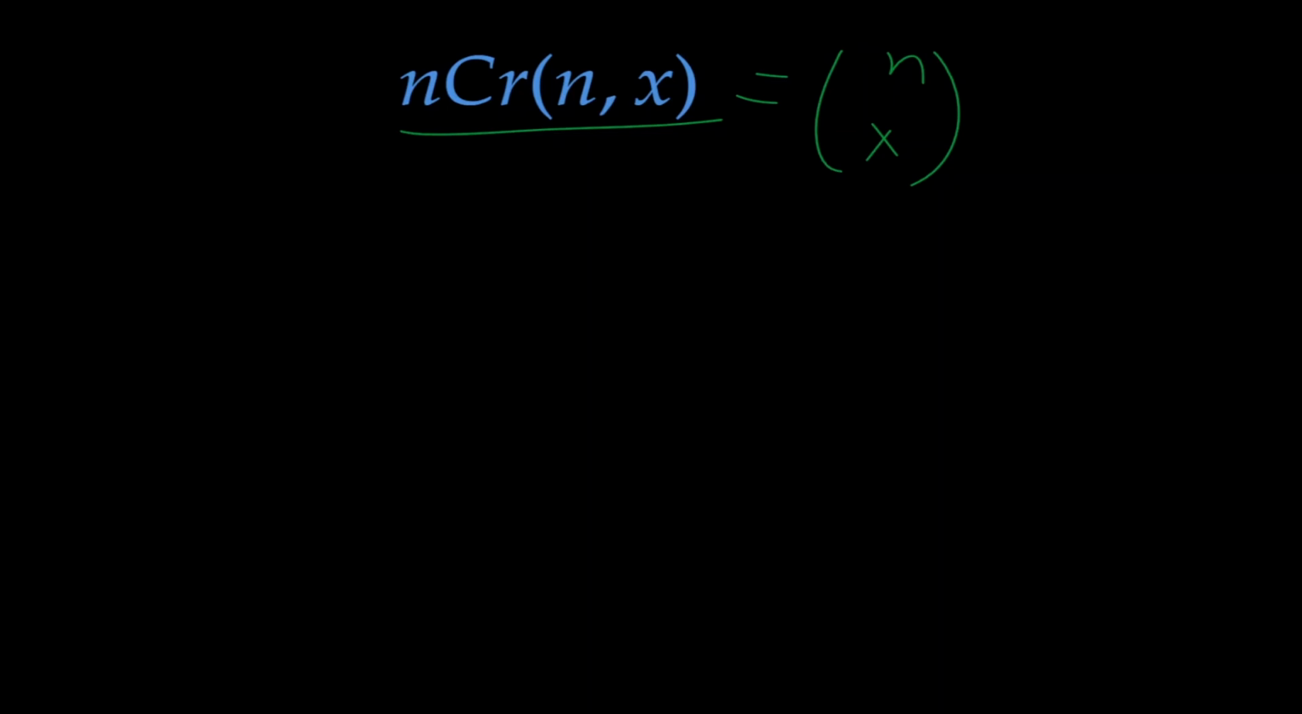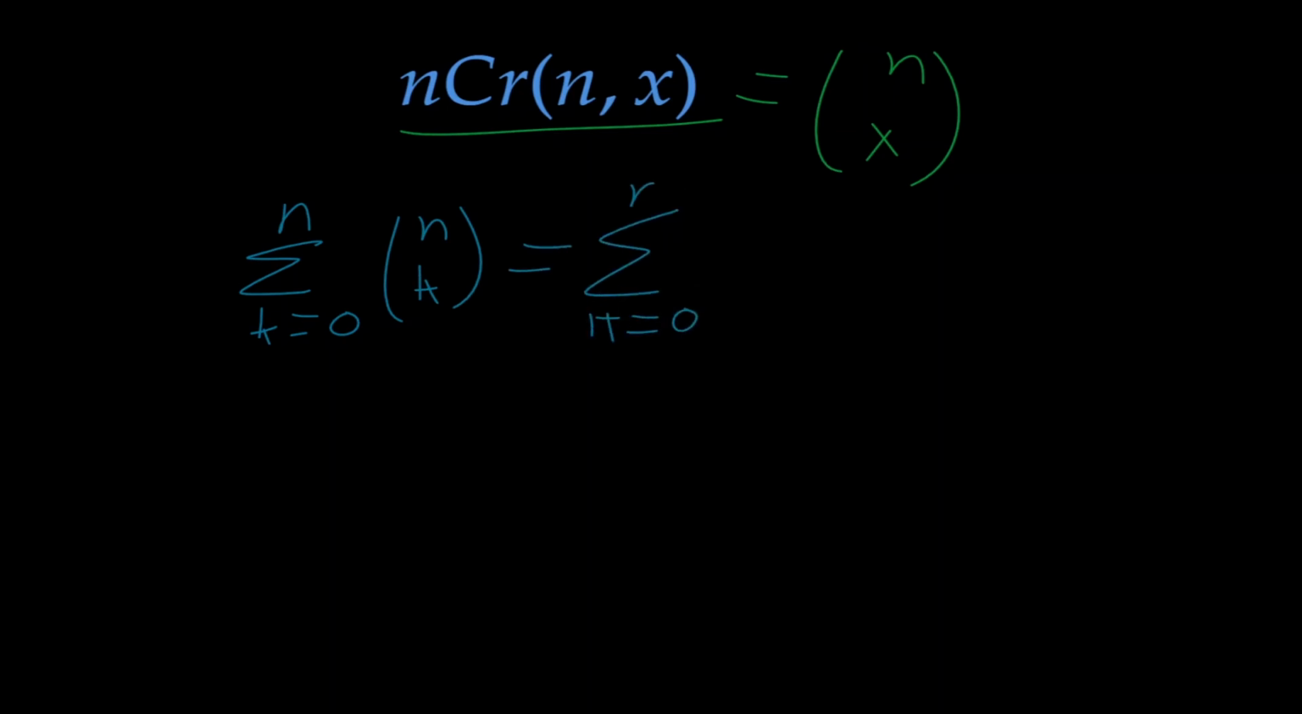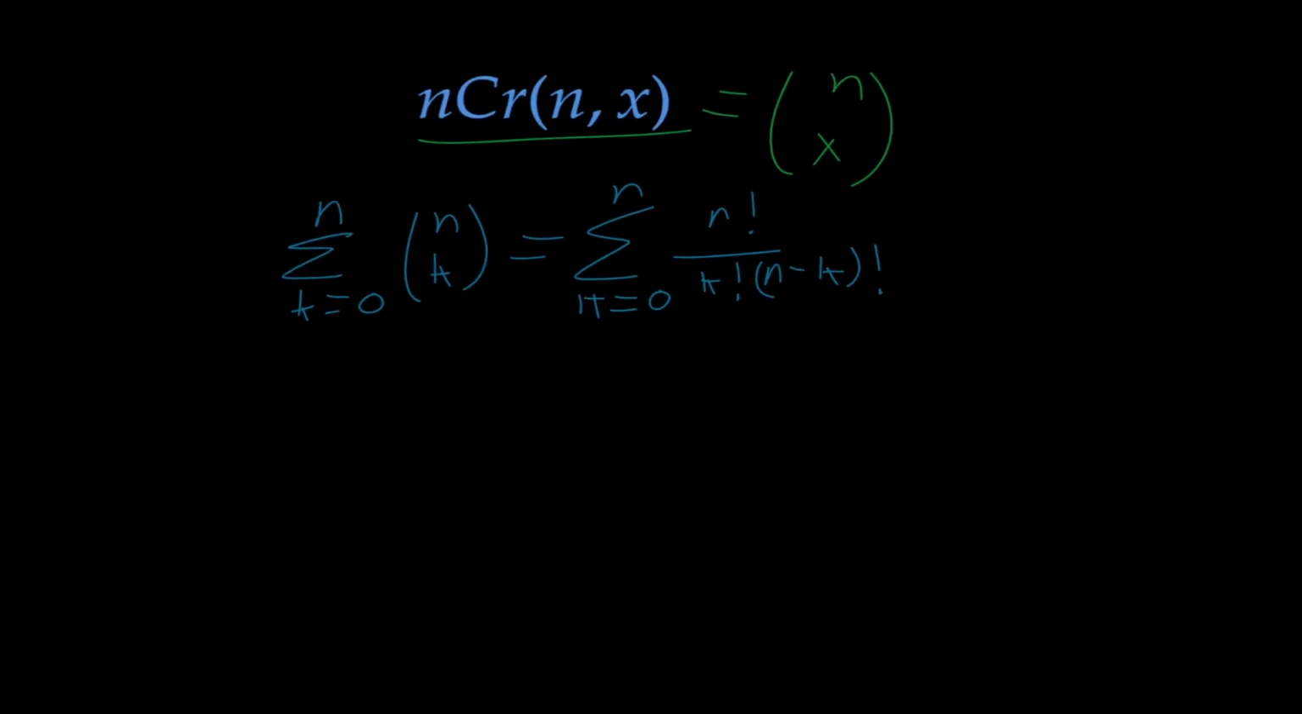Let's take a look at some of the sums of this distribution, because again, we want to normalize it. So let's sum from k equals 0 all the way up to n of n choose k. One way we can write this is the sum from k equals 0 to n of n factorial over k factorial times n minus k all factorial. And let's calculate a couple of values.